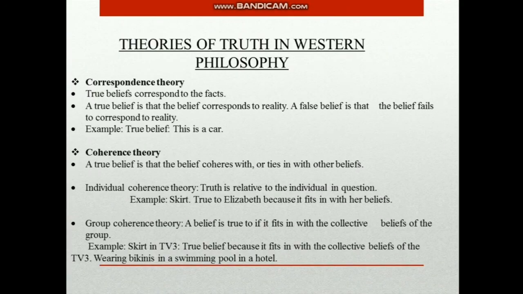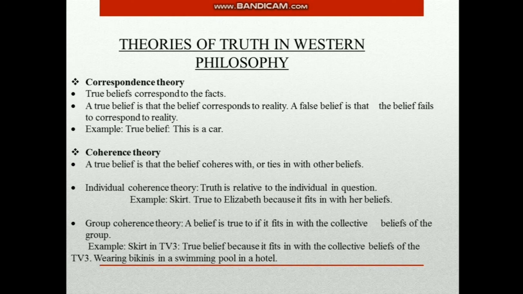Theories of truth in Western philosophy. There are three theories. First is the correspondence theory. A true belief corresponds to the fact. A true belief is one that corresponds to reality. A false belief is one that fails to correspond to reality. For example, this is a true belief: this is a car.